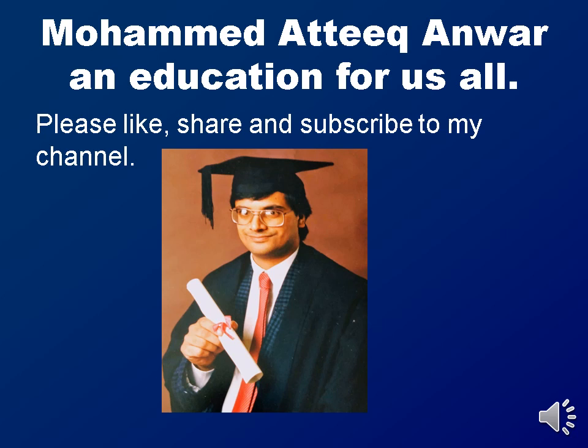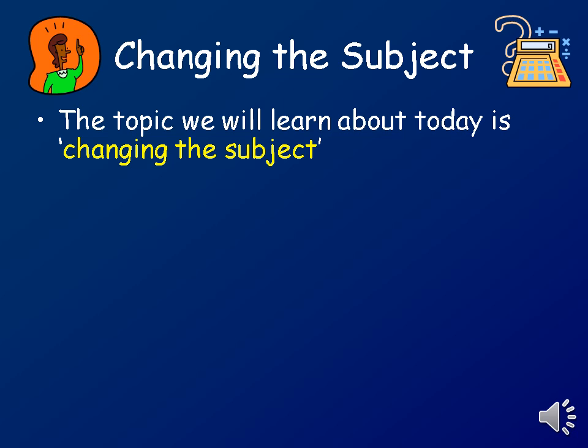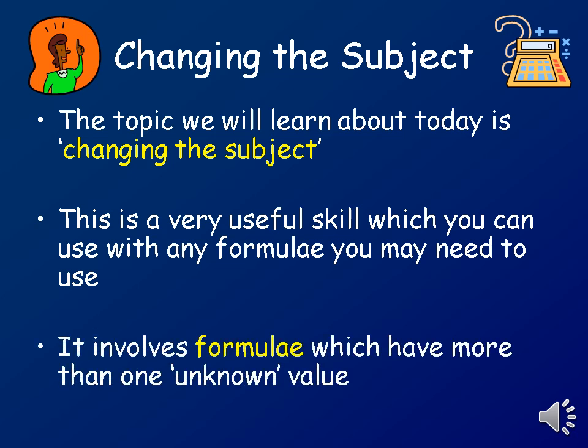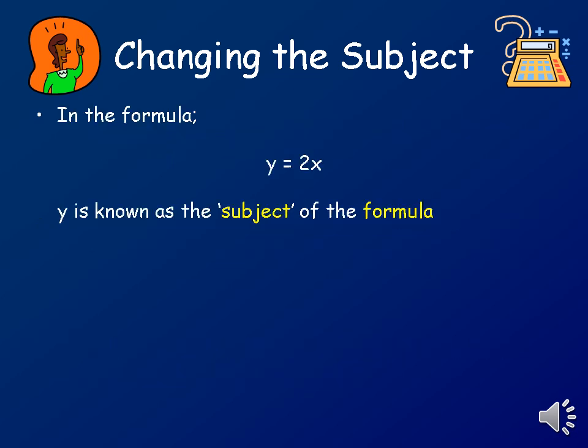Okay, so as always, I have lots of examples to go through, some exam questions that you can have a go at. Okay, let's make a start. So the topic is changing the subject. It's a very useful thing because it can be applied to other things. It involves a formula, and the other subject I can think of is science. So I've already said that it involves a formula, and there's what's known as an unknown, where we don't know the value of something.